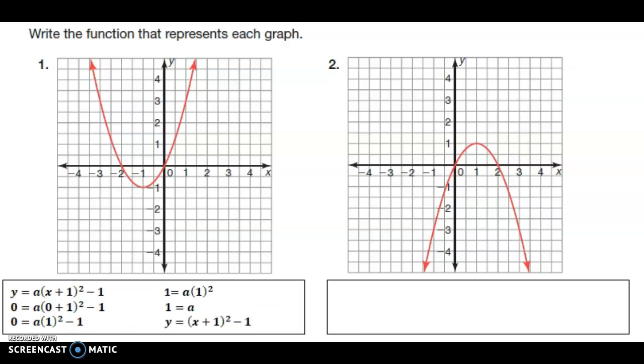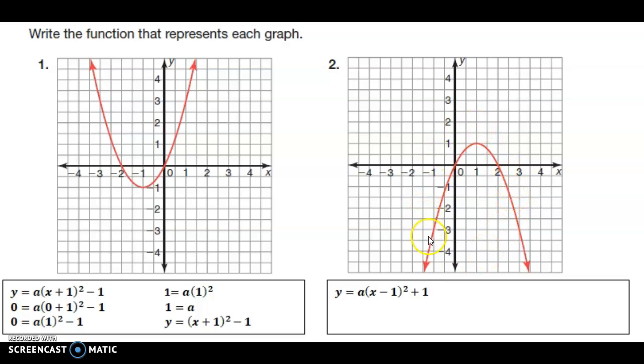Again, what we did in the first example is the first thing we did is identify the vertex. The vertex here is +1, +1, and then we wrote our first equation. Let's do that for example number 2. If it's a +1 to the right and a +1 up, that means inside the parentheses is a -1, outside of the parentheses is a +1.